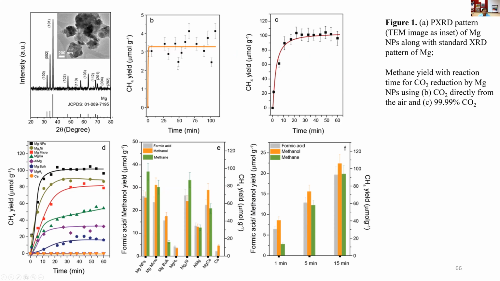Not only pure CO2, even when I take air, which has around 400 ppm CO2, we were able to convert all that CO2 into methane. Right? So it's only 3 micromole per gram because you only have 400 ppm CO2 in the air. But even direct air capture is possible at room temperature, using simply water and magnesium, no other hydrogen source. We did study other metals and the bimetallic version, but in the end we observed that it is magnesium which has the ability to do this more efficiently.